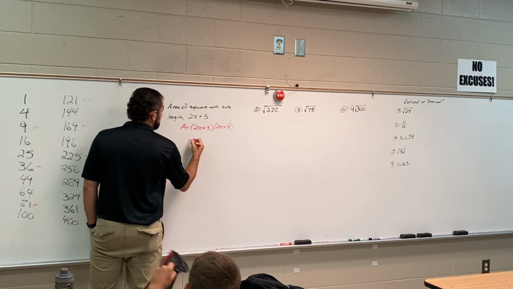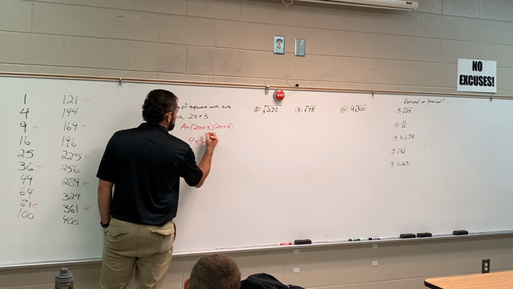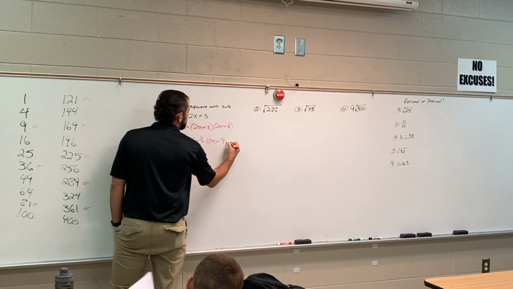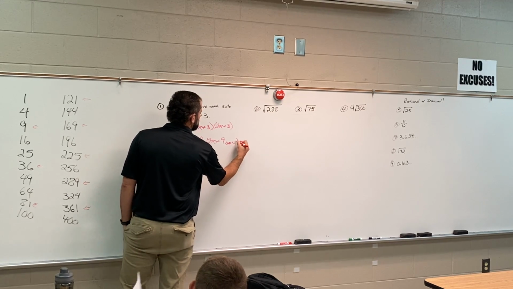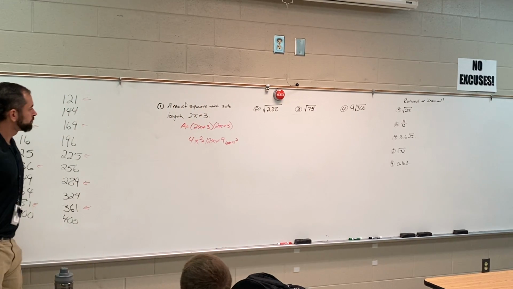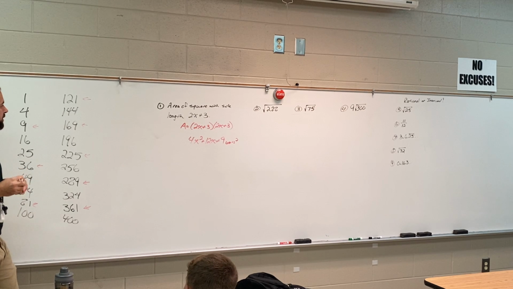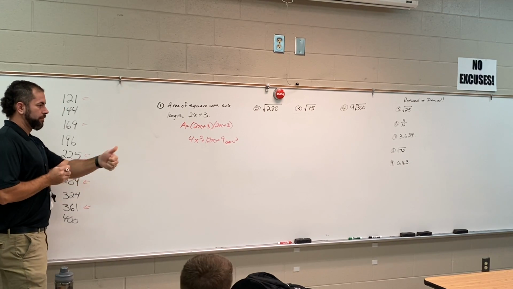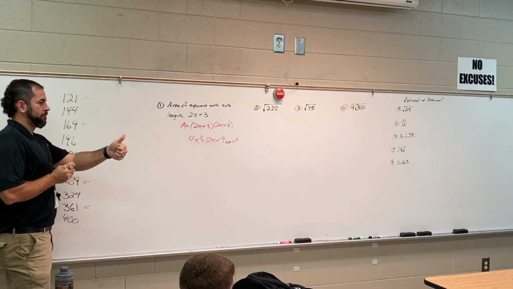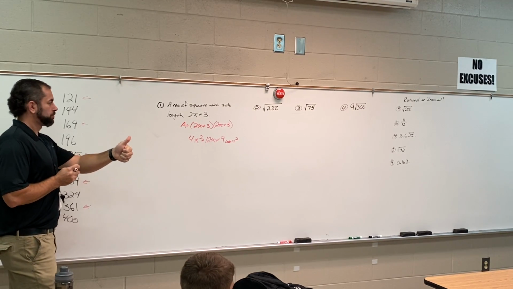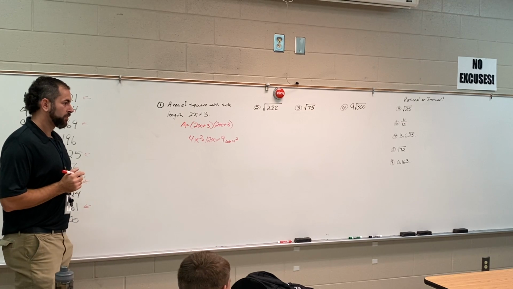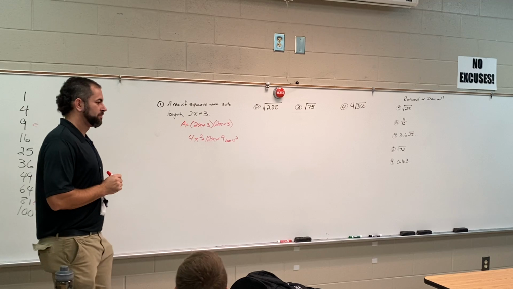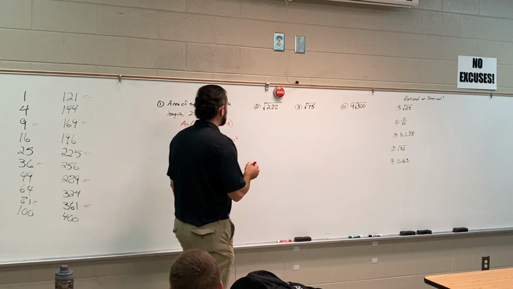Alright, so if we box it, we should get 4x squared plus 12x plus 9 units squared, so it's area. 4x squared plus 12x plus 9. Oh, 3 times 3 is 9. It is. We put 6. Yes. I always do that.